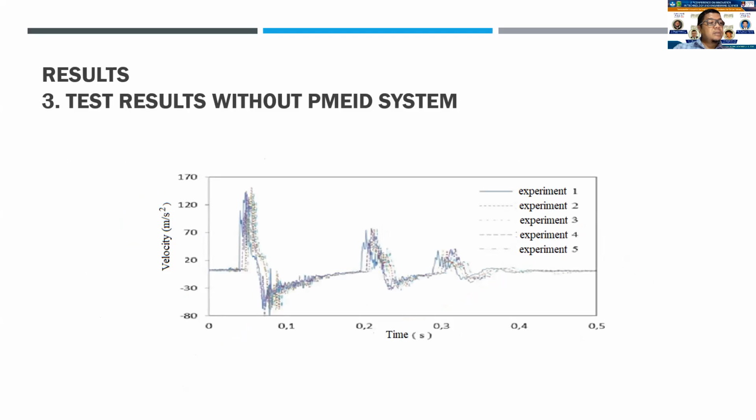Test result without the PMID system. It can be analyzed that the maximum acceleration amplitude value of the nose landing gear in the form of the U-profile spring is around 170 meter per second squared.